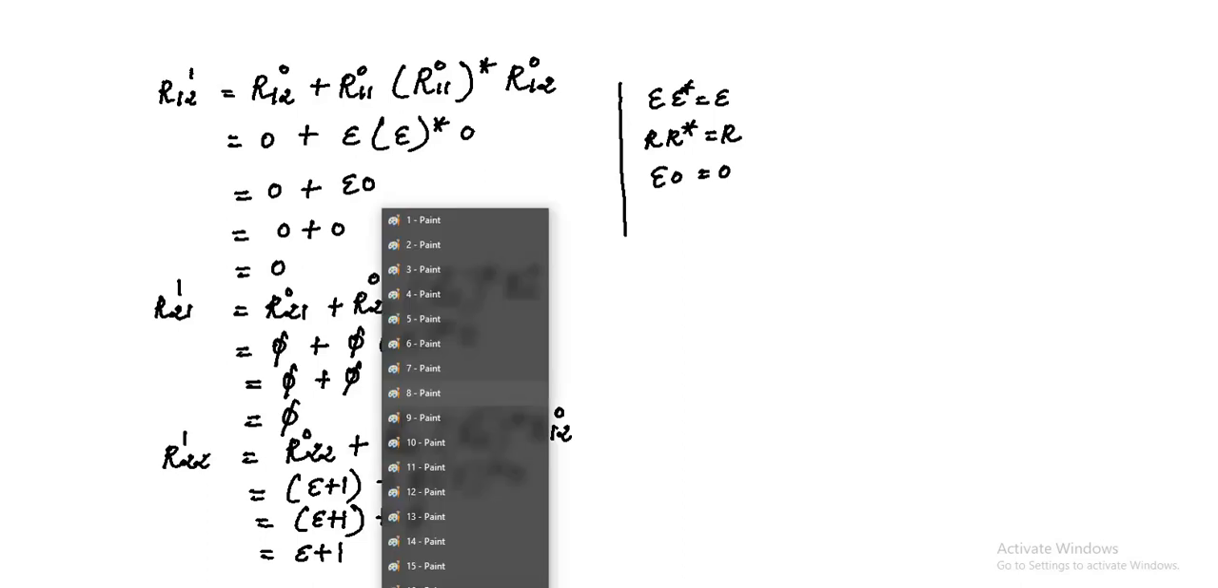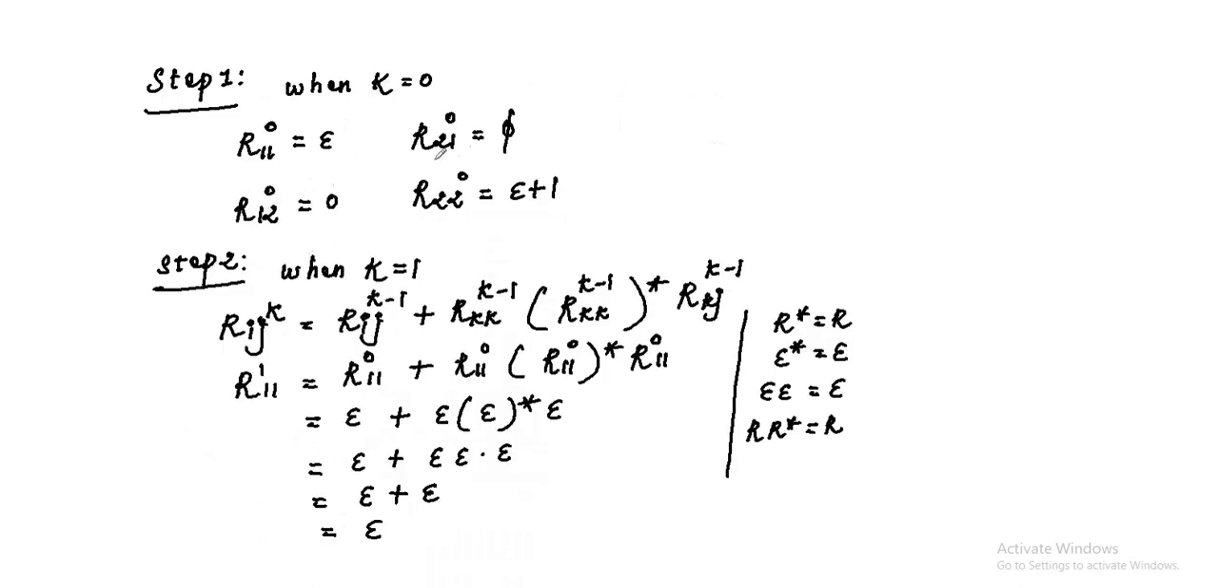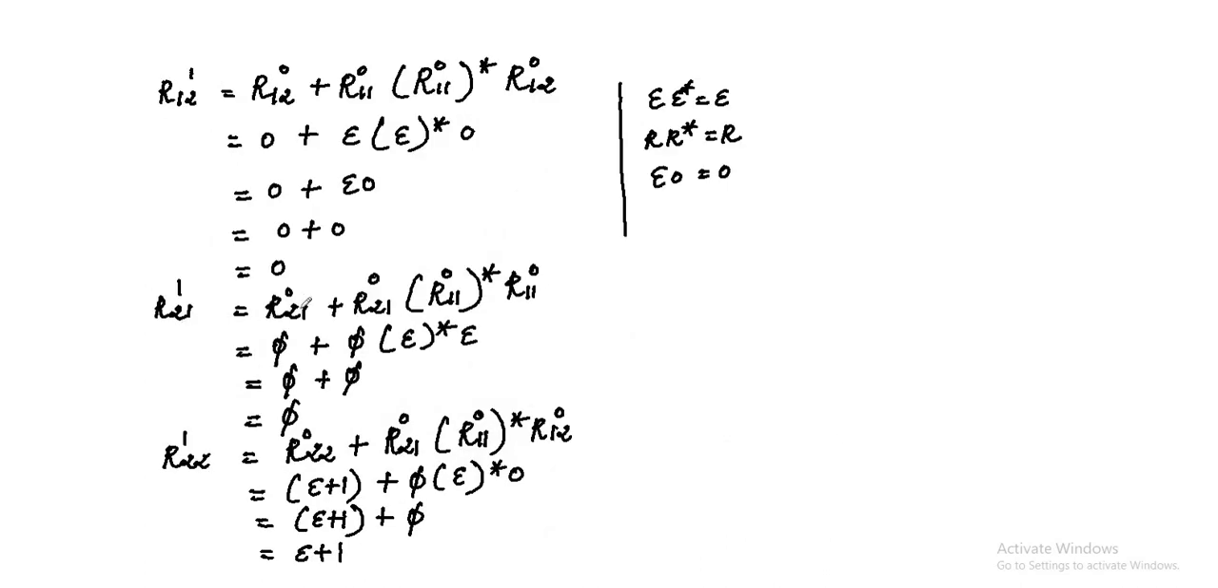R_21, look at the first step. In the first step, r_21 raised to the power 0 is null, plus r_21 raised to the power 0, which is null. Then r_11 raised to the power 0, we already wrote epsilon, raised to the power star, r_11 raised to the power 0 is epsilon. Here epsilon plus, if any value is multiplied with null, you will get null. So null plus null equals null.